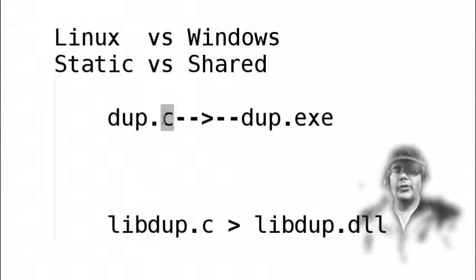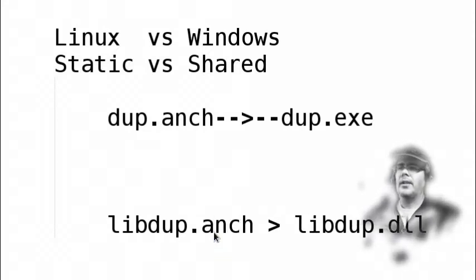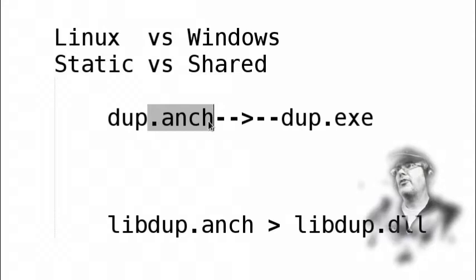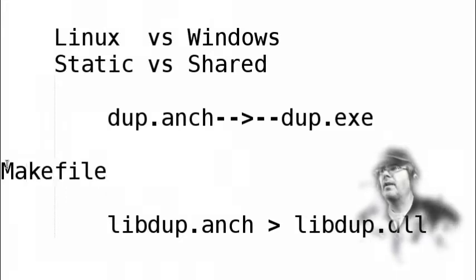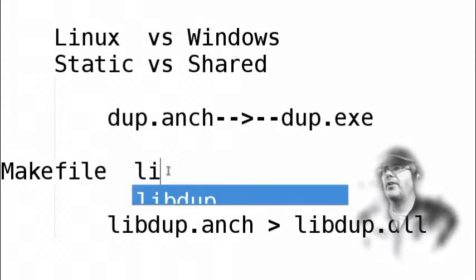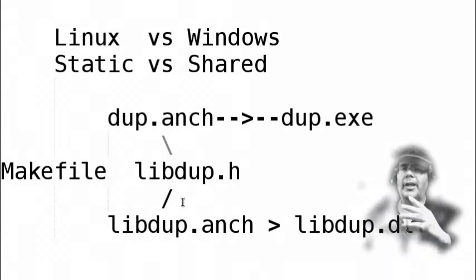But we're going to use our pseudocode compiler, which is the same thing. Really, it's all C when it gets done with it. The ANCH files are compiled into C files, and then those are made into an EXE. And same down here. And we have a make file that'll tell it how to do all that. And that'll be part of this project. And one more thing, and that is libdupe.h, as a shared or a header file to tie it all together.